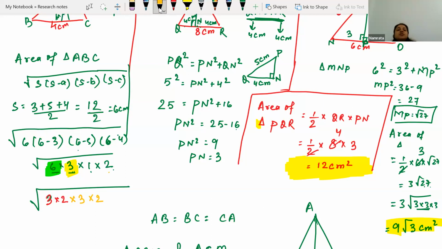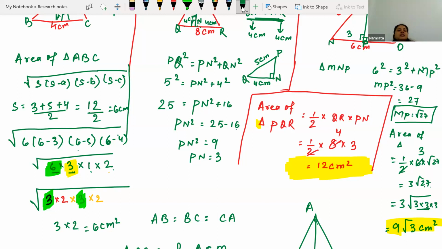Now we will be checking the pair, which numbers are in pair over here. If you see carefully, you can observe that here we are having 3, here we are having 3. 3 is in pair. So one 3 will come out and one 2 will also come out because 2s are also in pair. So 3 into 2 will come out and we will be having 6 centimeter square as the area of this scalene triangle, which was not possible previously. Now easily we are calculating the area by using Heron's formula.